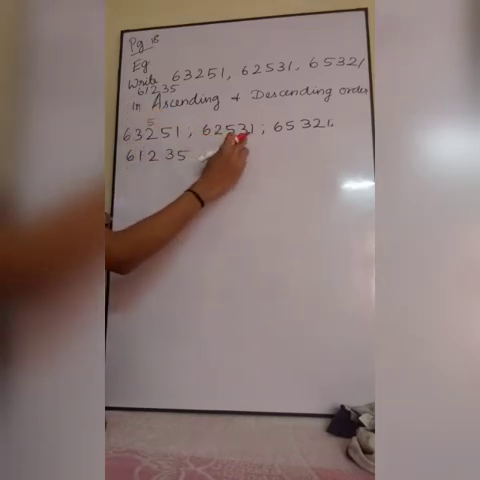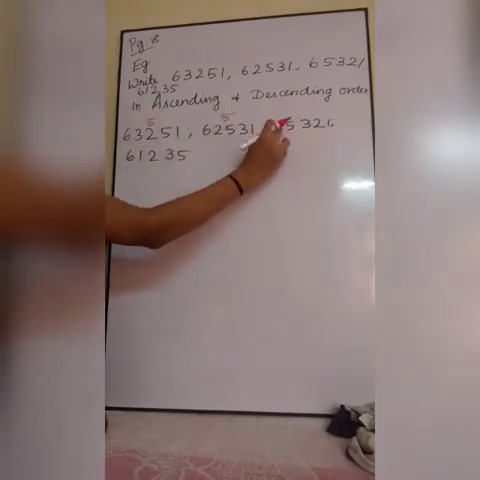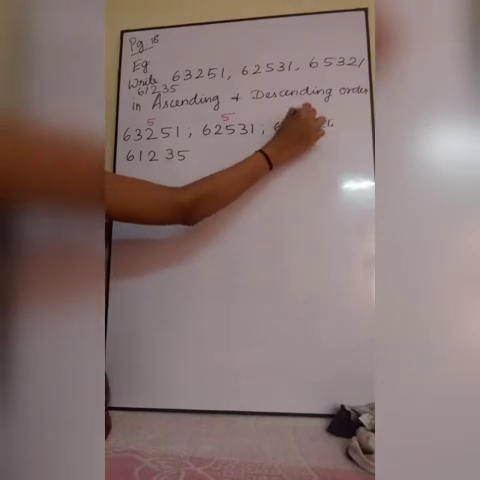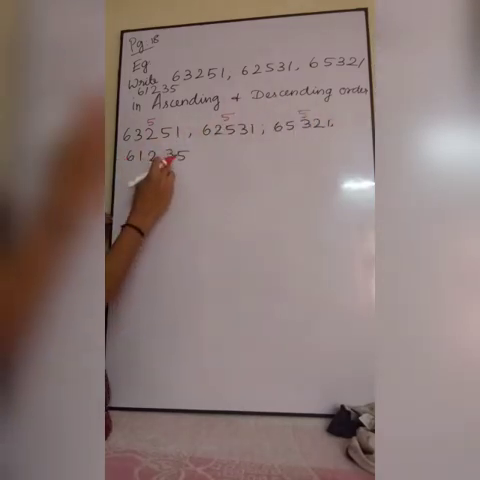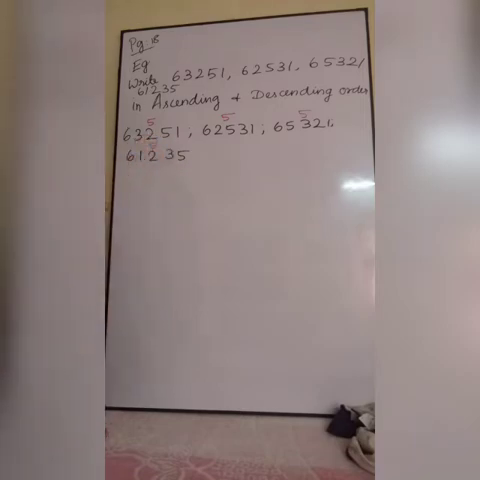All the four numbers have the same number of digits. So we can't compare by the number of digits. So what should you do? You should start the comparison from the left side.